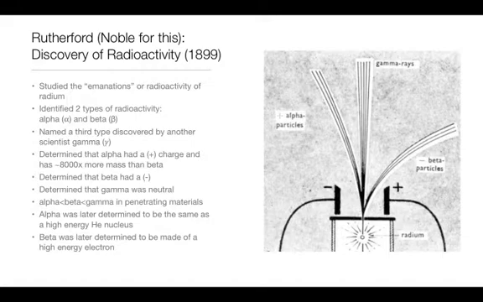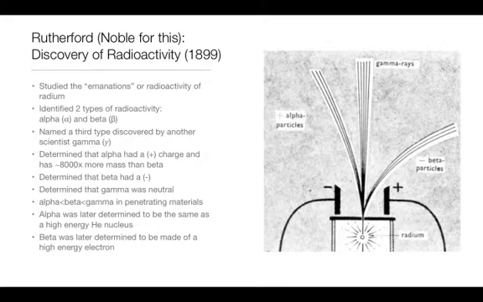One of the things that he discovered as part of this was that alpha had a much larger mass than the beta particles, approximately 8,000 times more massive. The gamma rays were neutral, so they were unaffected by these plates that were being used.